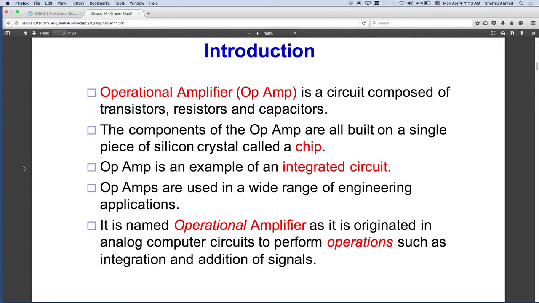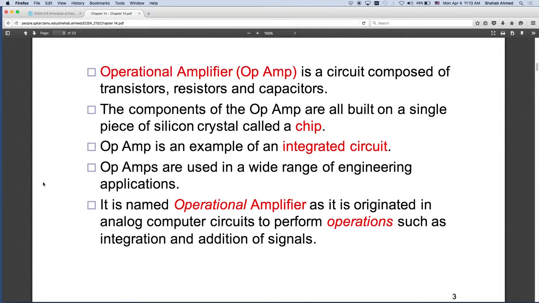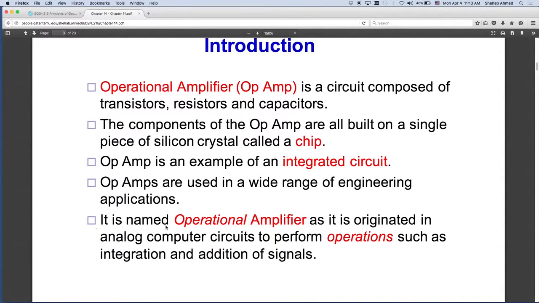So these op-amps are, as we said, one example of an integrated circuit. And the name was derived from the fact that with operational amplifier, the first people that started using it were people that were developing the first computers. So computers, what do you want to do with computers? You want to add numbers, subtract numbers, multiply, divide.